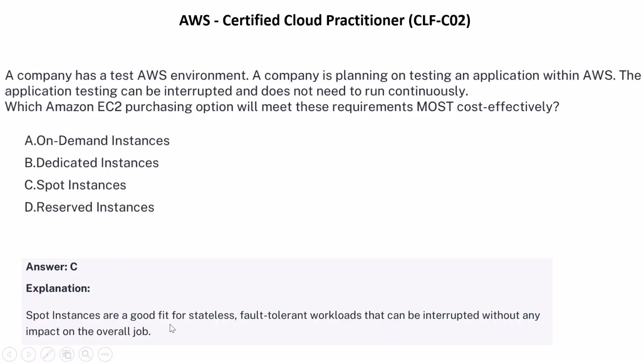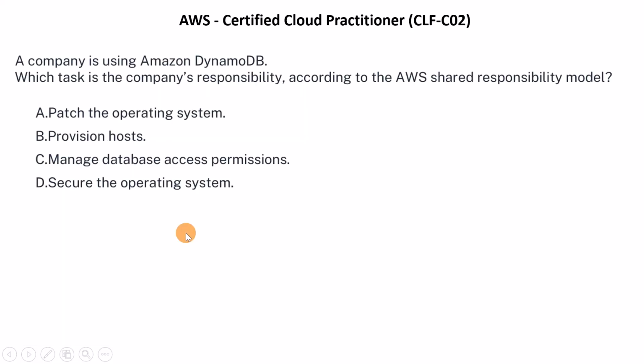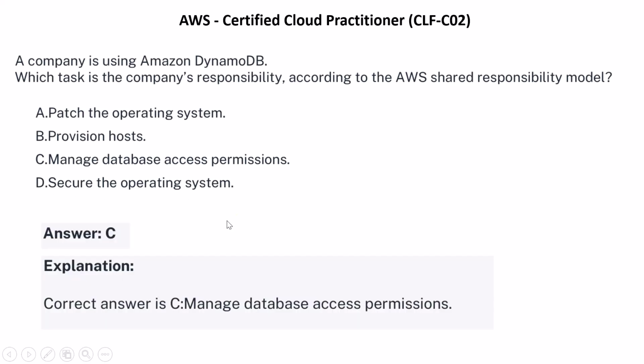Spot instances are a good fit for stateless, fault-tolerant workloads that can be interrupted without any impact on the overall job. Next question. A company is using Amazon DynamoDB. Which task is the company's responsibility according to the AWS shared responsibility model? The options are option A, patch the system. Option B, provision hosts. Option C, manage database access permissions. Option D, secure the operating system. The correct answer is option C, manage database access permissions.